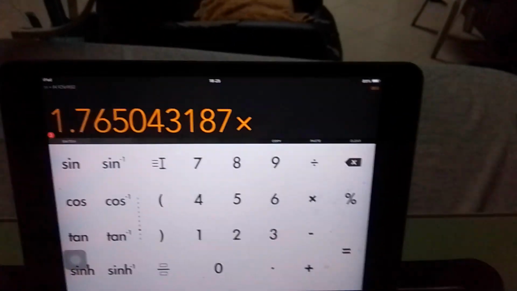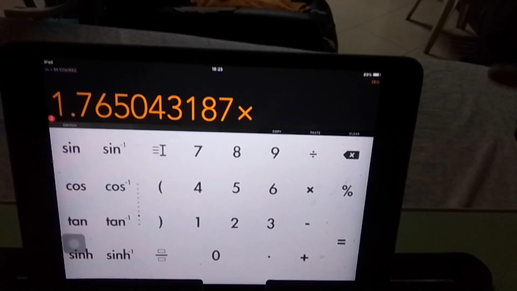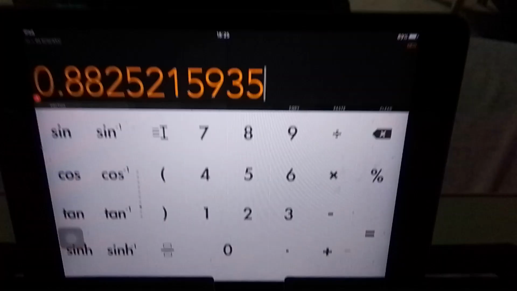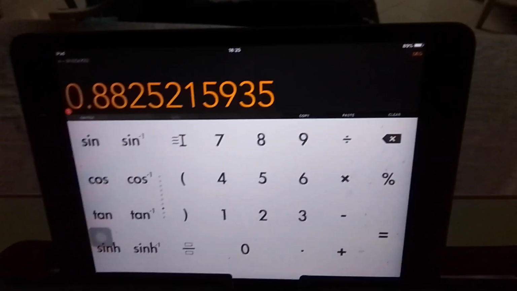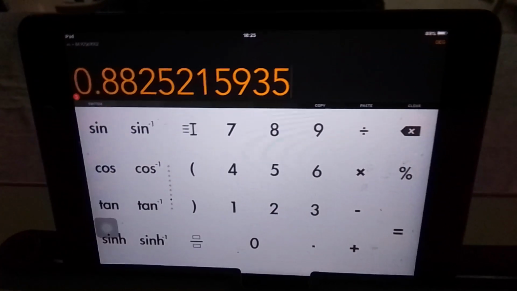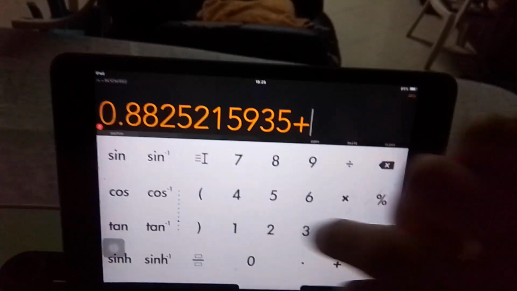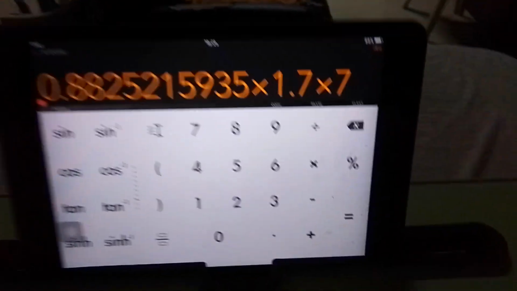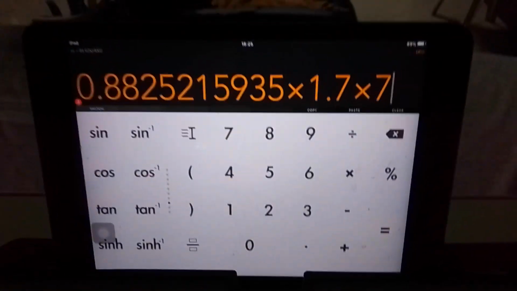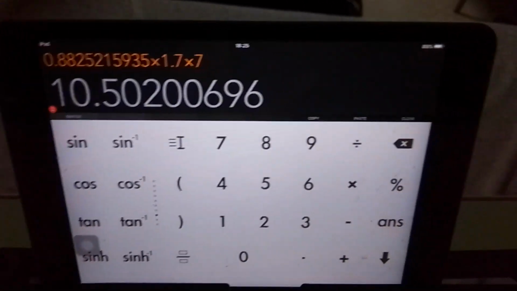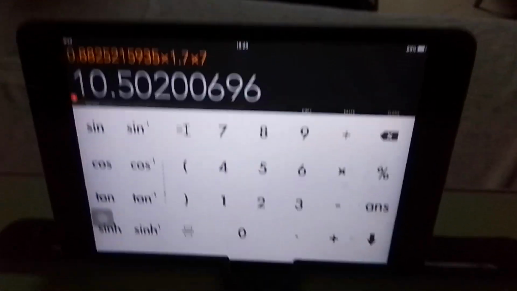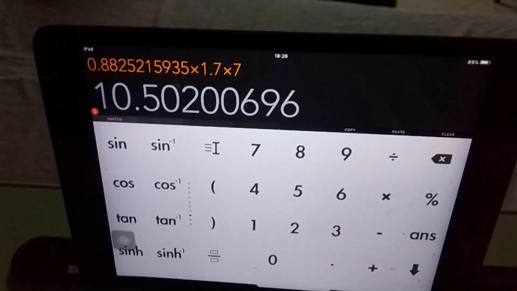Now, all we have to do is multiply it with the perimeter by 1/2. Di ba remember 1 divided by 2? Tama? Pero remember, we need to get the perimeter. The perimeter is 1.7 times 7, di ba? That is the perimeter of the shape. Therefore, the area of one heptagon is 10.50 square centimeters. That is the area of one base.